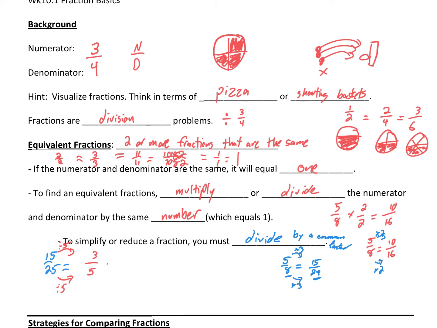Let's do another one. Let's do 16 over 24. Okay. Well, they're both even, so we could just start by dividing them both by 2. That's not our greatest common factor, but it's a common factor.